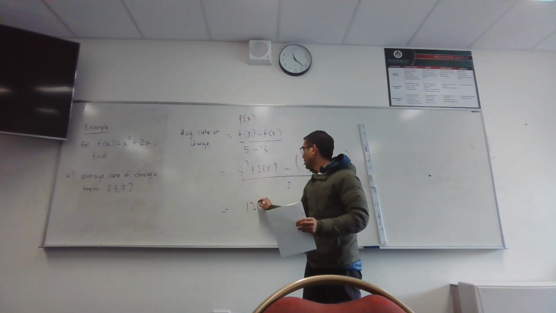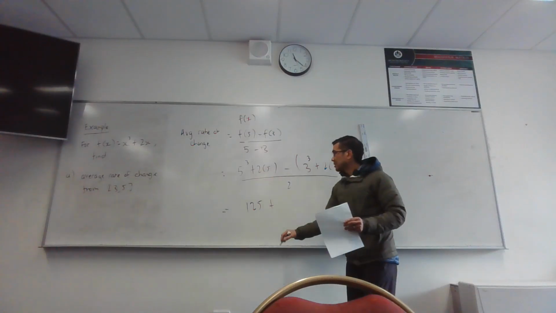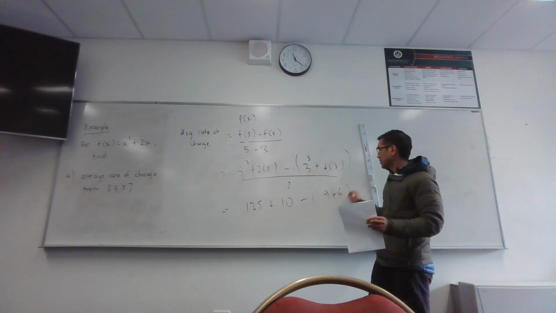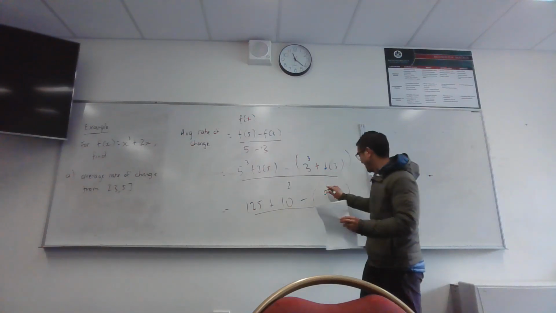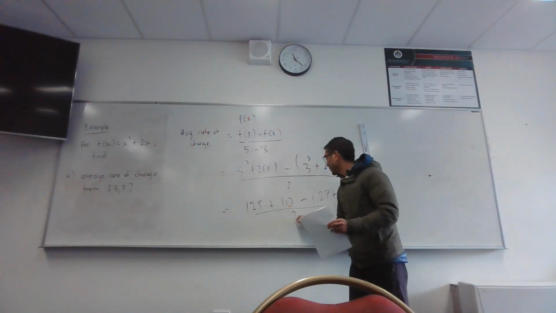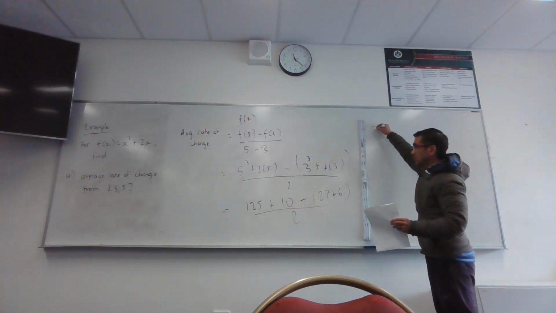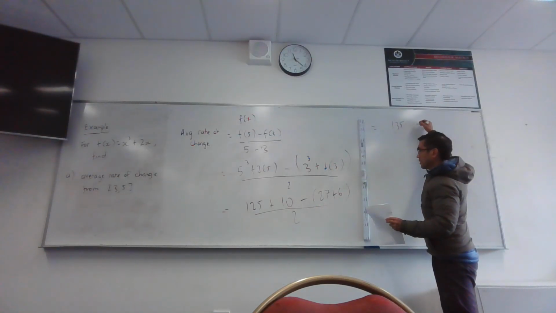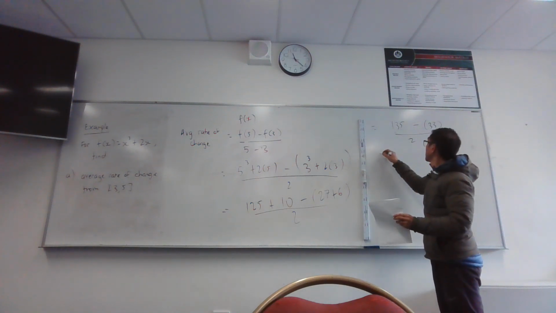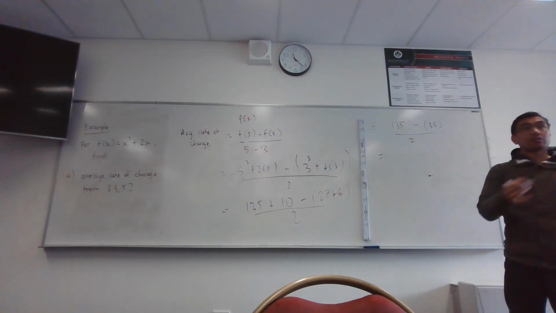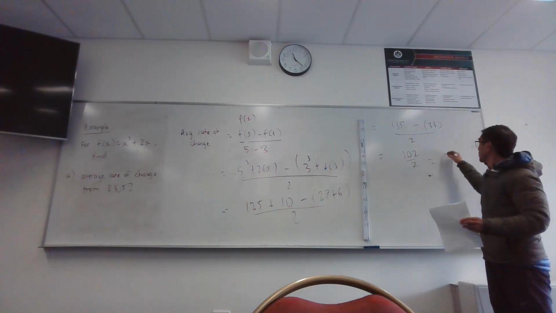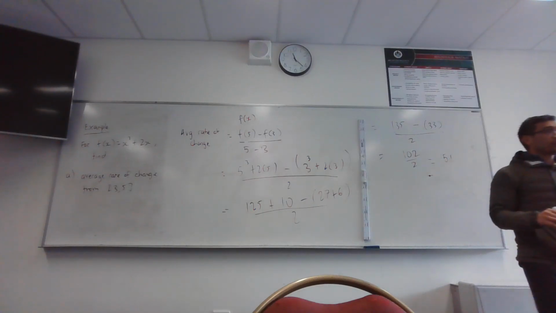5 cubed should be 125 plus 10 minus 3 cubed, which is 27, plus 6. 3 cubed is 27. Thank you. 135 minus 33 over 2. Should be 102 over 2, which is 51. Are you okay with that?